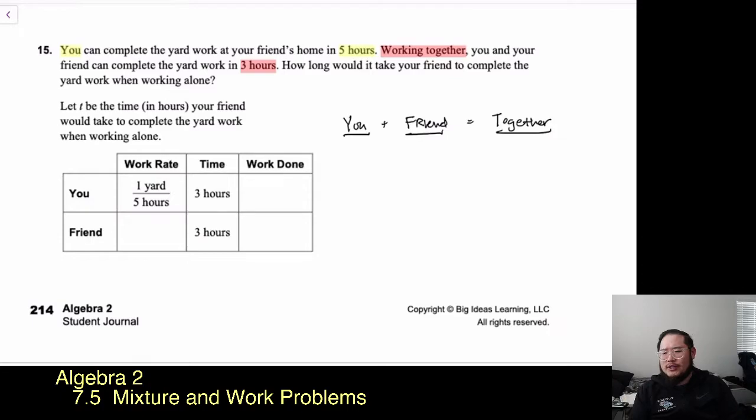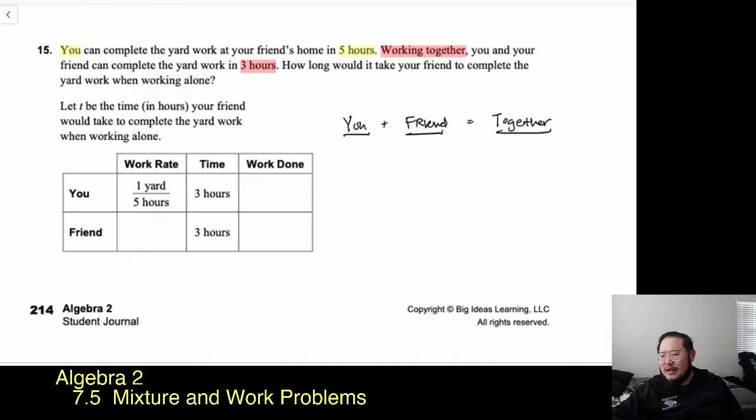In this question, it says you can complete the yard work at your friend's home in 5 hours. Working together, you and your friend can complete the yard work in 3 hours. So the goal here is, you work by yourself, then it takes 5 hours. You work together with a friend, hopefully it'll get done faster because your friend hopefully is good help. But maybe they're not that good and they're not going to decrease the time in half right here. So let's see what happens.